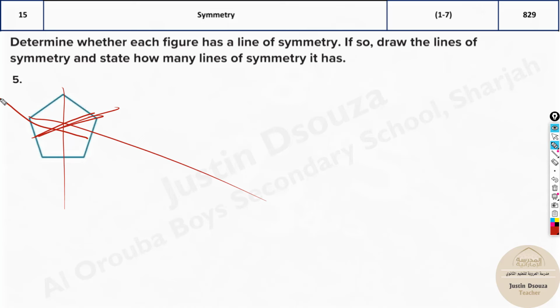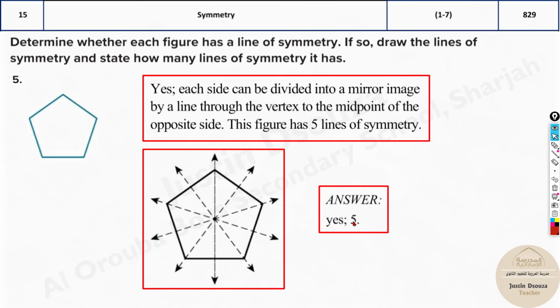From here, yes, this is possible. So many are possible. How many exactly? Depending on the vertices, 1, 2, 3, 4, 5 vertices. So 5 lines of symmetry, because from each vertex you can draw one. This is the answer. Now don't think, okay, there are over here 10. No, it's one line. 2 ends are there. 1, 2, 3, 4, 5.